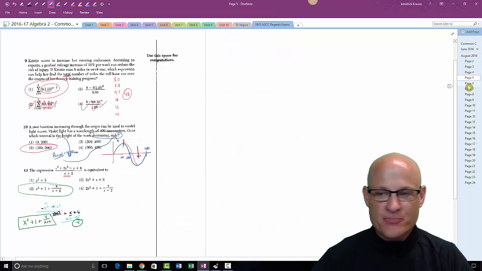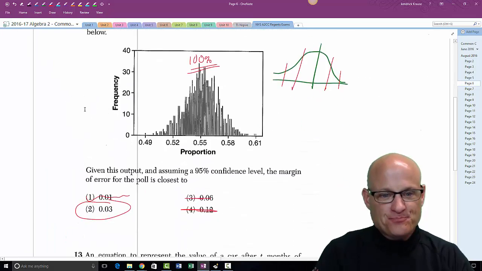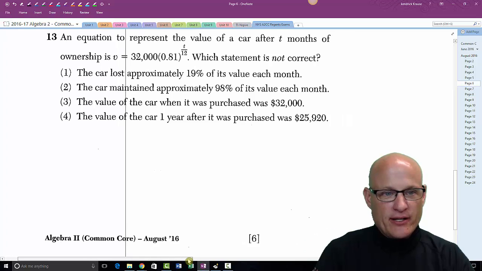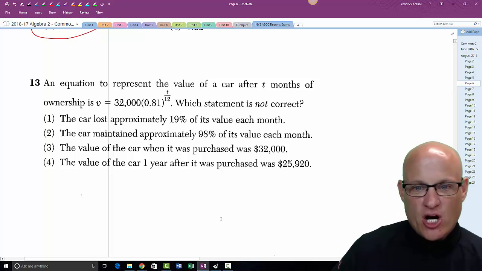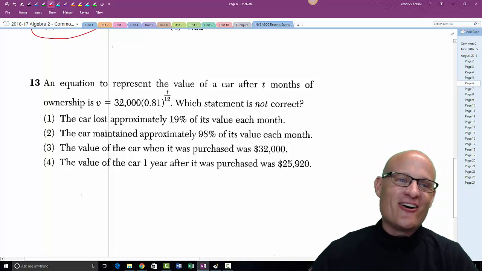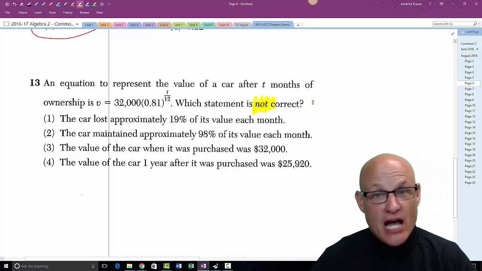Let's get going. Not on that page. There we go. So let's see what we got here. Oh man, this was a joke. Everybody got this one right? If you didn't get this one right, something's wrong. So an equation to represent the value of a car after T months of ownership is given by that. Which statement is, oh, look at there. There's our favorite word. Not. They're going to hide those.